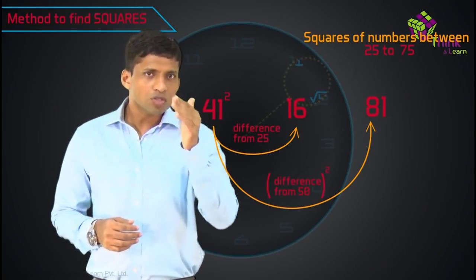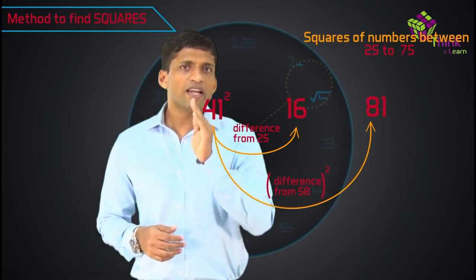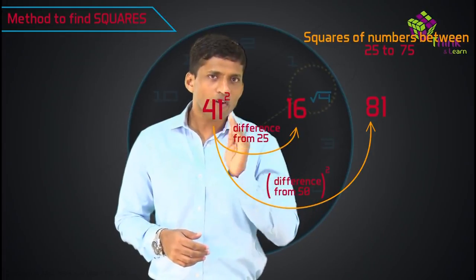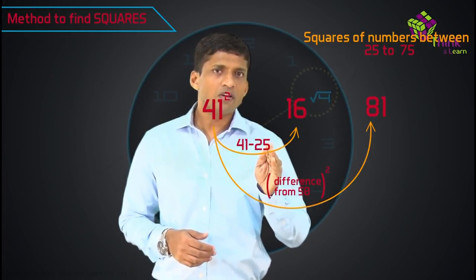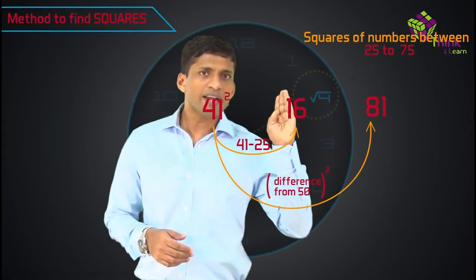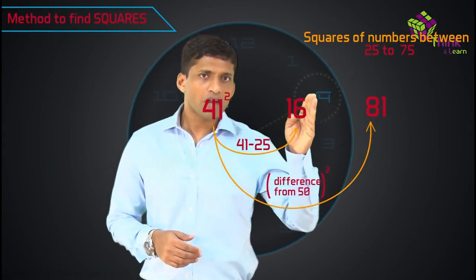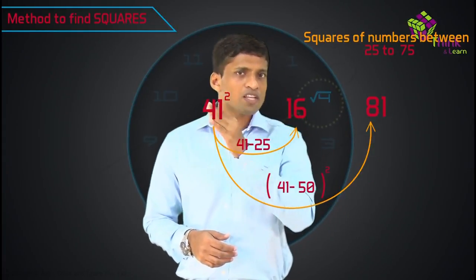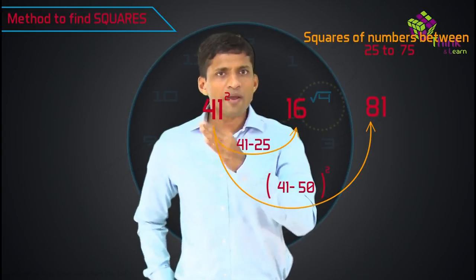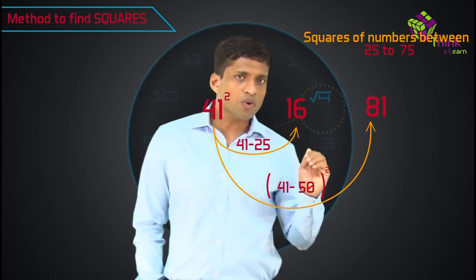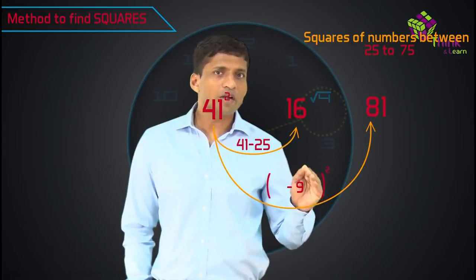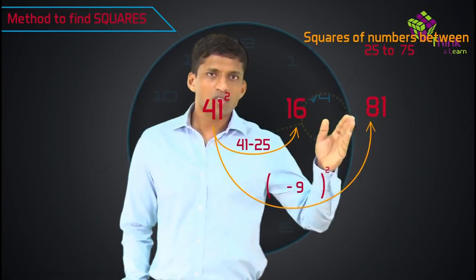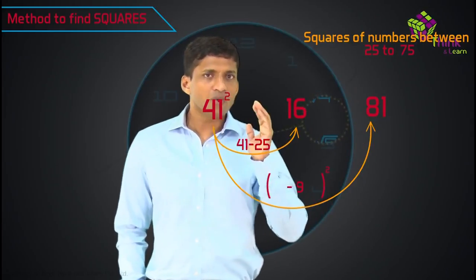To show this once more, find 41 square. Take the difference from 25, that is 41 minus 25, so we get 16. 16 you write as the first two digits. Now, take the difference from 50, which is 50 minus 41 or 41 minus 50, it doesn't matter. 50 minus 41, you get 9. Square of that particular number, what is 9 square? 81, right, as the last two digits. So if you just look at it, you will understand the method.